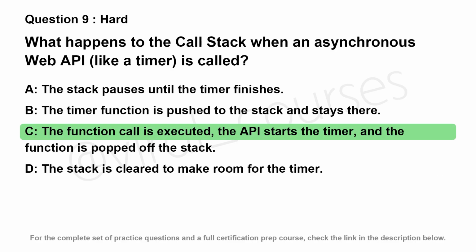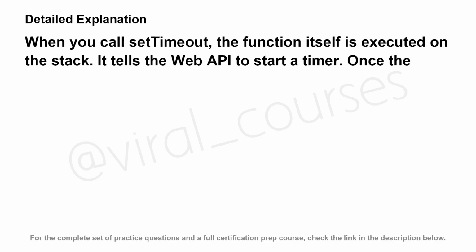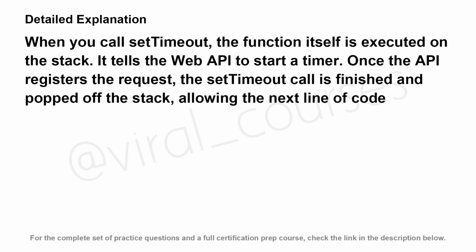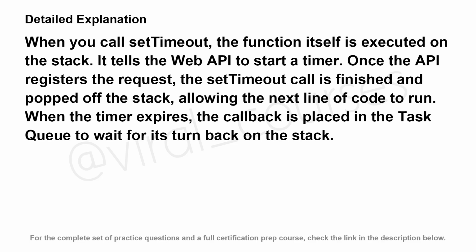The correct answer is C. When you call setTimeout, the function itself is executed on the stack. It tells the web API to start a timer. Once the API registers the request, the setTimeout call is finished and popped off the stack, allowing the next line of code to run. When the timer expires, the callback is placed in the task queue to wait for its turn back on the stack.